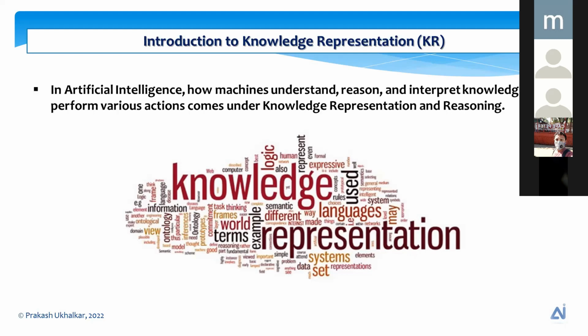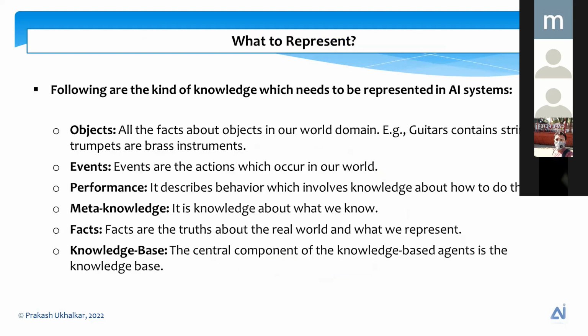So in AI, how a machine understands, reasons and interprets knowledge and performs various actions comes under knowledge representation and reasoning. Following are some of the kinds of knowledge which need to be represented. What to represent then? Okay, we have knowledge. Knowledge of what? And if we have knowledge, how to represent that knowledge? There must be some way of creating a knowledge base in the machine so that it has that memory, that inbuilt knowledge, and will perform human-like actions, think like humans, right?